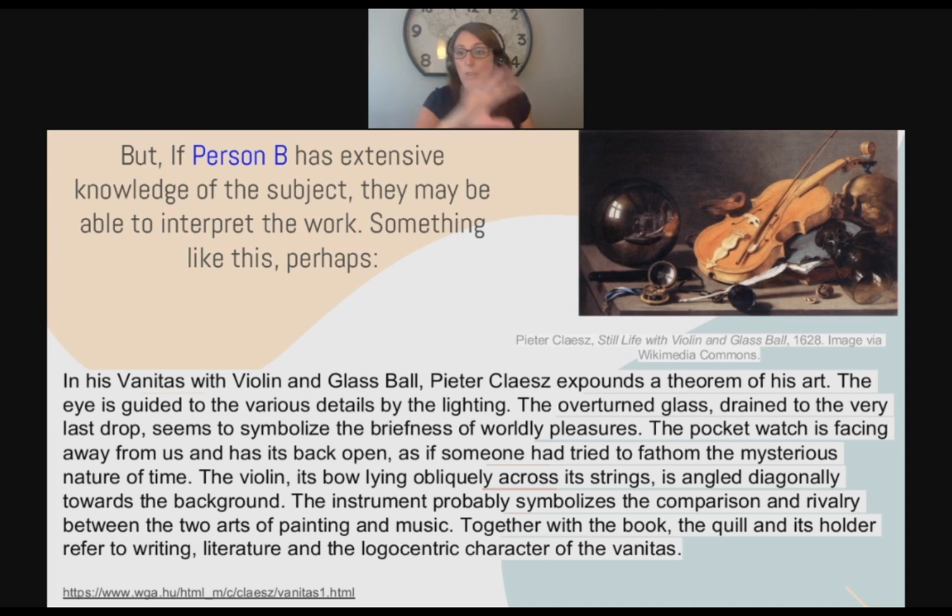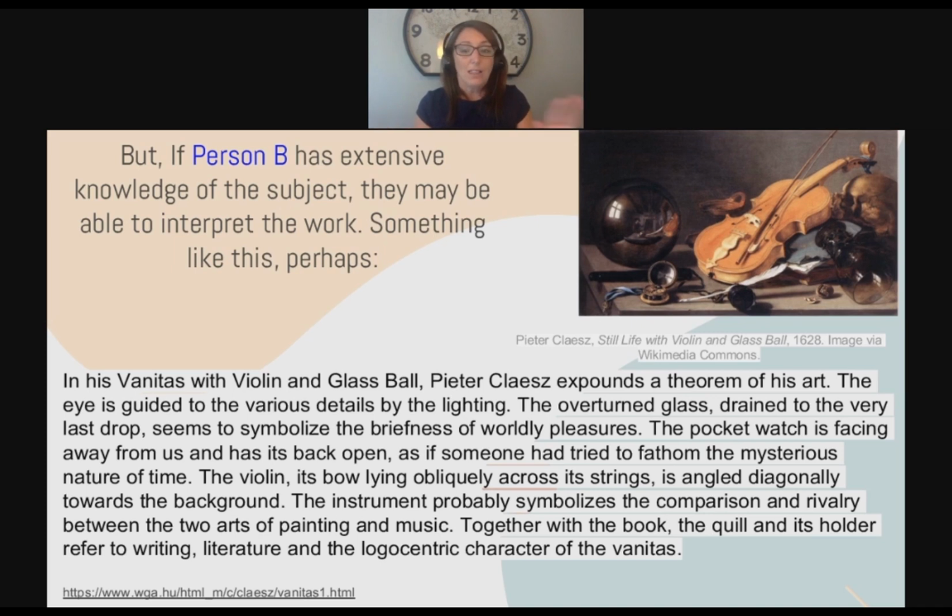So I'm not going to read this to you, but I'll just pick a little part of it, right? The pocket watch is facing away from us and has its back open, as if someone had tried to fathom the mysterious nature of time. So as person A, I didn't even notice the pocket watch, let alone notice that it was facing back, nor could I have interpreted it in that way, right? This is because of person B's experience with art, that they would know to look for these things or to analyze in this way.